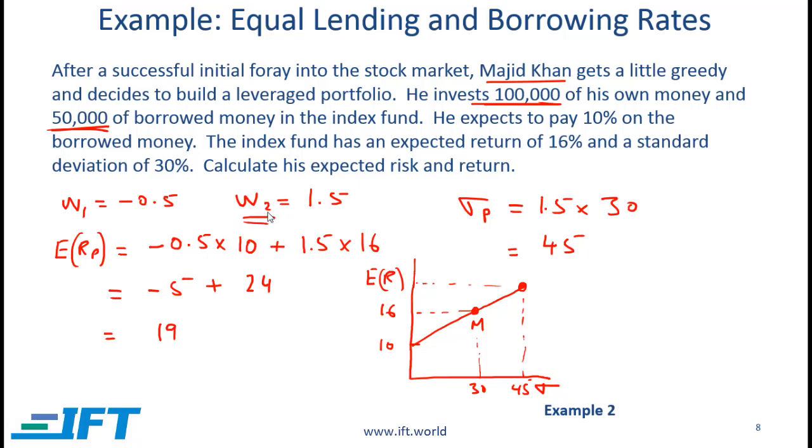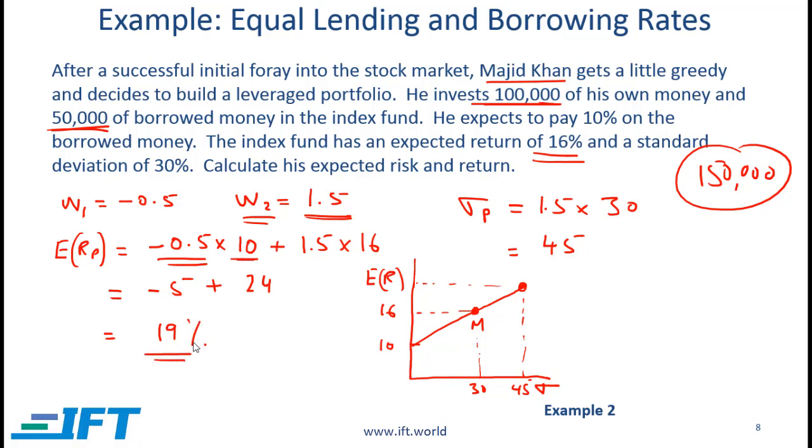W2 represents the weight in the market, which is 1.5 because the amount that is invested in the market is 150,000. The total weight has to add up to 1 and we see that minus 0.5 plus 1.5 is equal to 1. The expected return on the portfolio is W1 into the return on the first investment, which is the risk-free return, so minus 0.5 into 10 plus 1.5 into 16, which is the return on the market. You do the maths and you should get an expected return of 19%.